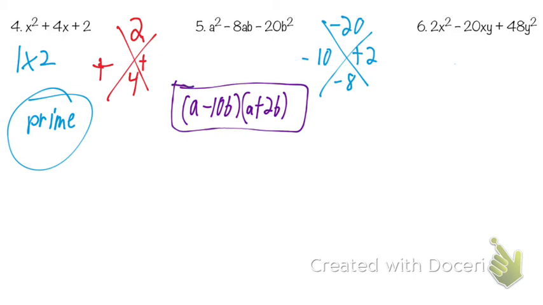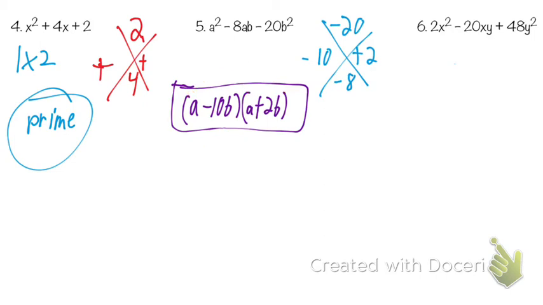Now, the reason why it has to have a b there is because if we were to FOIL it back through, a times a is a squared, a times 2b is plus 2ab, negative 10b times a is negative 10ab if we put it alphabetically, and negative 10b times 2b is negative 20b squared. So would we combine those middle two and get the same exact thing as what we started with? Yeah, so because we have an ab in the middle and a b squared at the end, we have to have those b's in this one as well, okay? Questions on number 5.